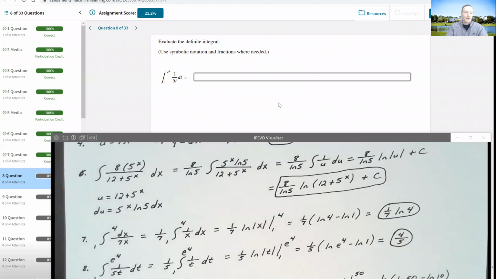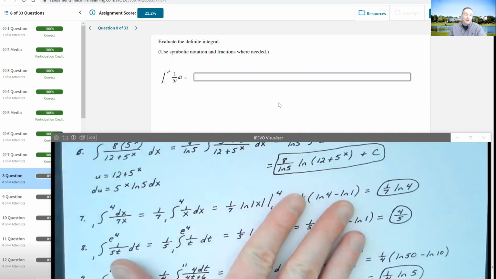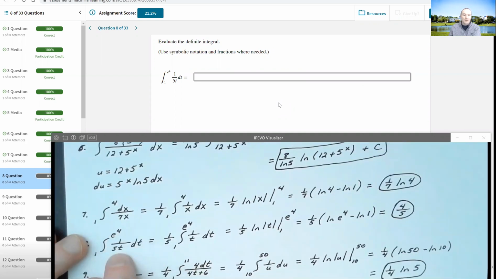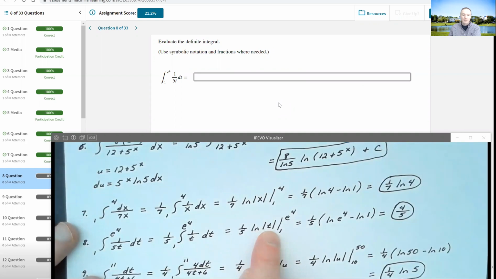Number 8 here. It's a very similar problem, except now we have a limit of integration that's an exponential function. That doesn't make it any harder. Same thing I did in the last one where I factored the 7 out, this time I'll factor the 5 out. I know that the integral of 1 over t with respect to t is the natural log of the absolute value of t. I'm now evaluating that from 1 to e to the 4th. And so then again, I don't need the absolute value. I can just say it's the natural log of e to the 4th minus the natural log of 1, which I know is 0. All of this being multiplied by 1/5.